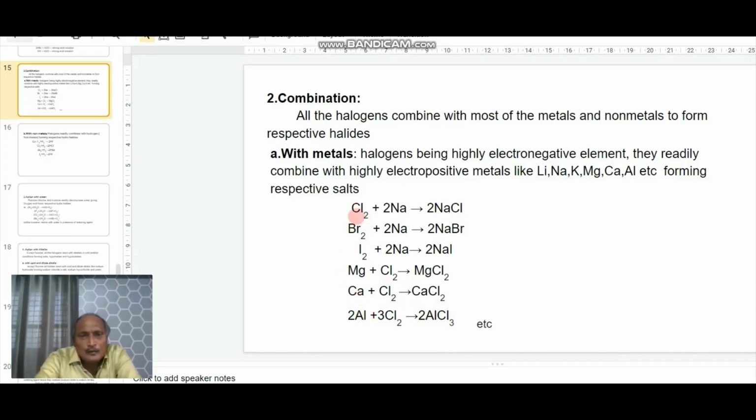For example, 1 mole of chlorine combines with 2 moles of sodium to form 2 moles of sodium chloride. Bromine reacts with sodium to form sodium bromide. Iodine combines with sodium to form sodium iodide. Halogens, especially chlorine, combine with magnesium to form magnesium chloride, and with calcium to form calcium chloride. Likewise, chlorine combines with 2 moles of aluminium to form aluminium chloride.